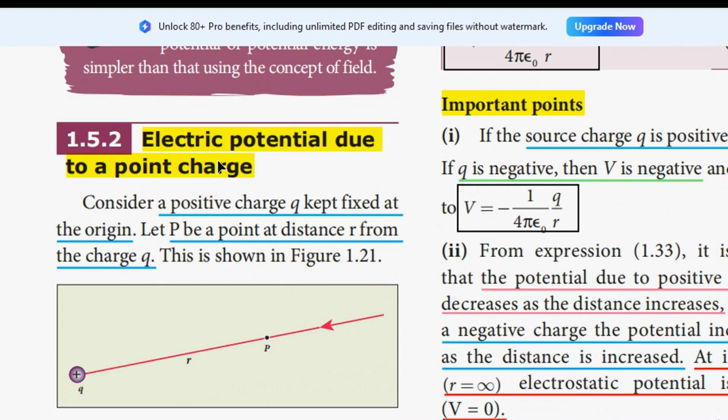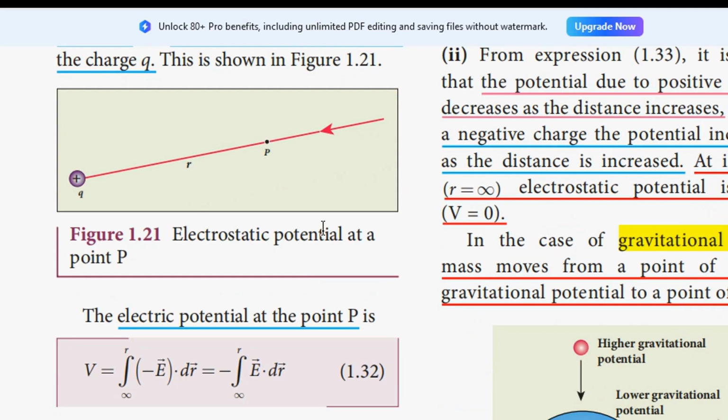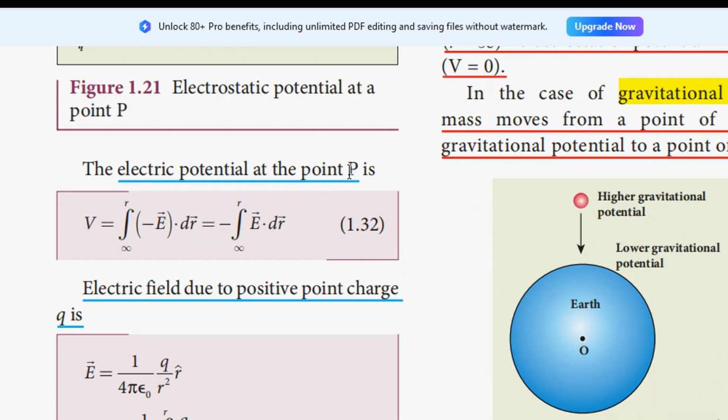And the next topic is about the electric potential due to a point charge. So if you consider a positive charge Q kept fixed at the origin, then let P be a point at a distance r from the charge Q, as shown in diagram 1.21. The electric potential at the point P is given by V equal to integral infinity to r minus E dot dr, and thus given by negative of integral infinity to r E dot dr.